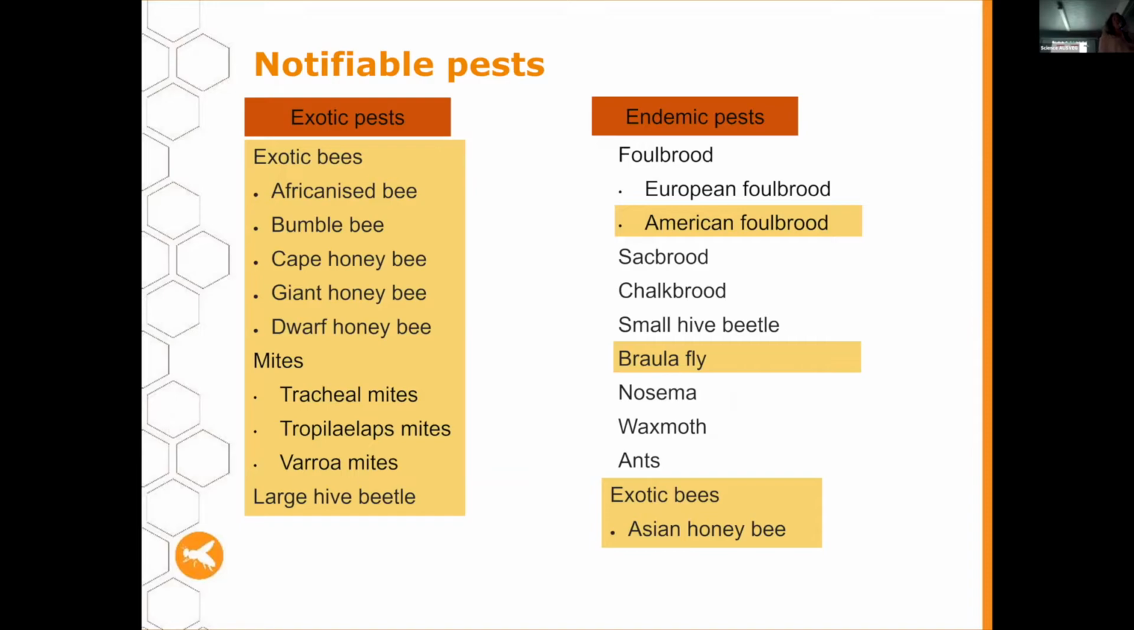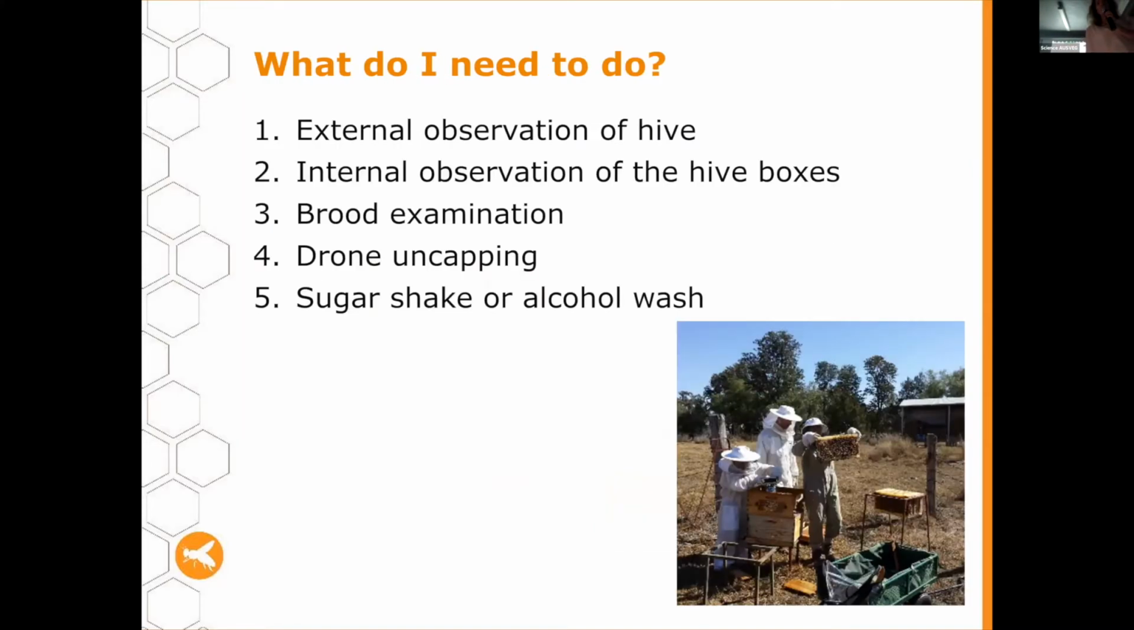And of those pests I've talked about and the ones that are notifiable, all of the exotic pests fall under that list. So all those ones that are highlighted in yellow, as well as a few endemic ones. So the Asian honeybee, the braula fly, and what a lot of people don't realize is American foul brood is also a notifiable disease. So every time you find it, you need to notify us.